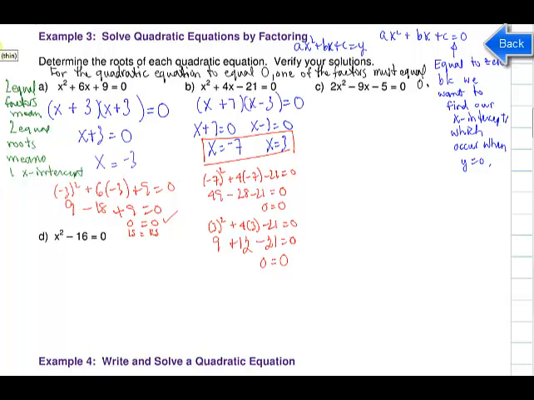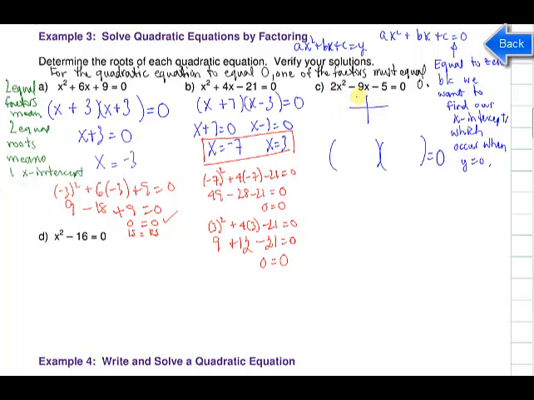Okay, next example. A is not a 1, it's a 2. Check if you have a GCF. No, we don't. There's no common factor for 2, 9, and 5 other than 1. So I'm going to use my organizer, okay? And I will set up my brackets here. Don't forget to put equals 0.